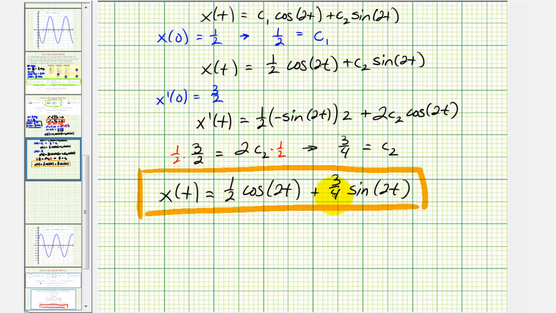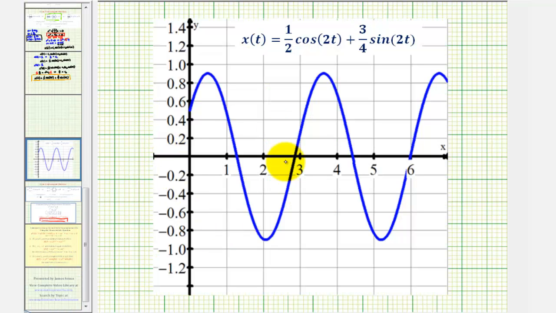Let's finish by looking at the graph of our equation of motion. And here it is. I hope you found this helpful.